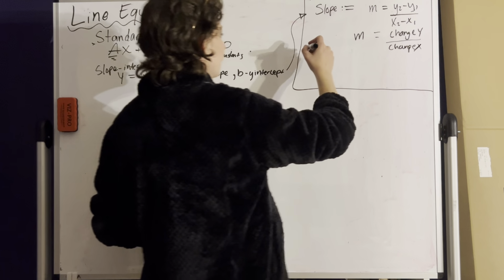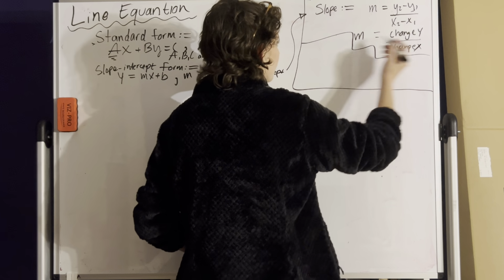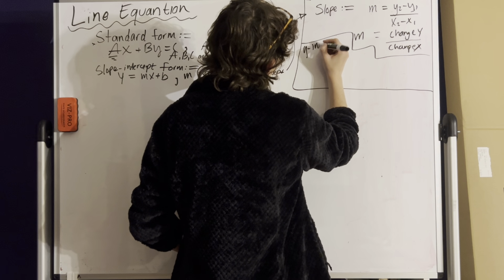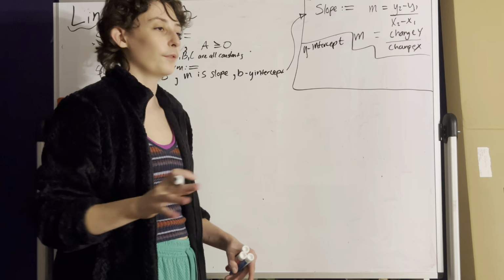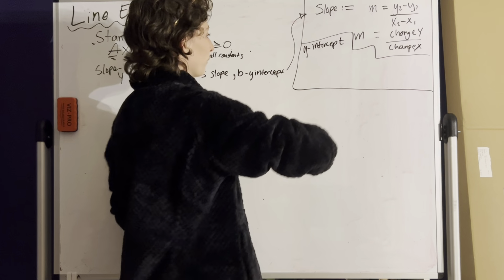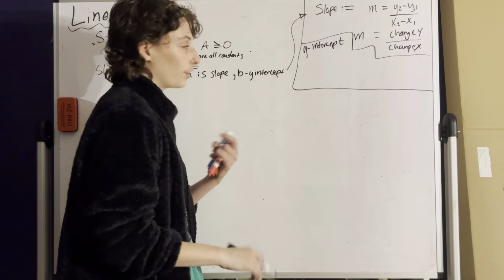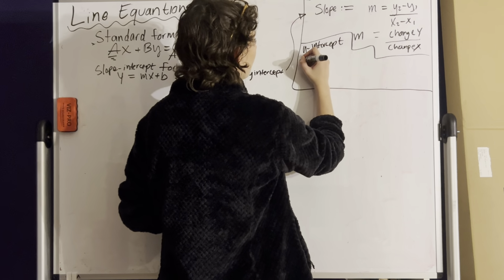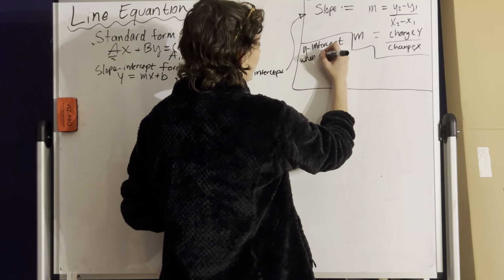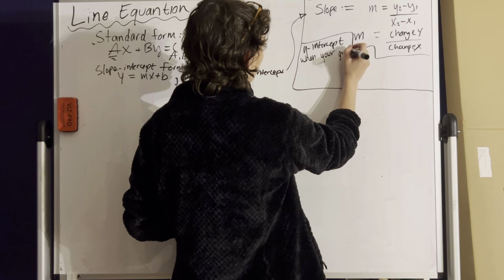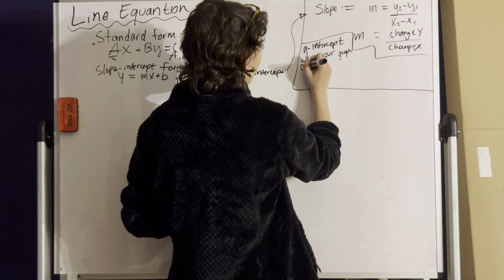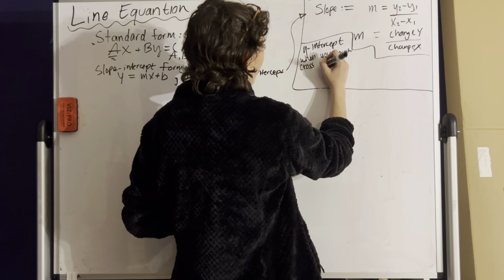And then if we look at our y-intercept, this is any point where your graph, or your line, or whatever function you're working with, crosses the y-axis.